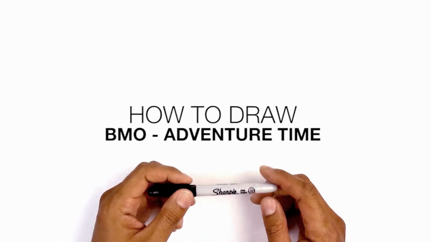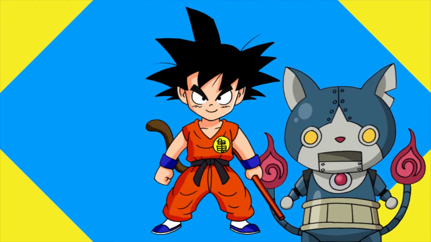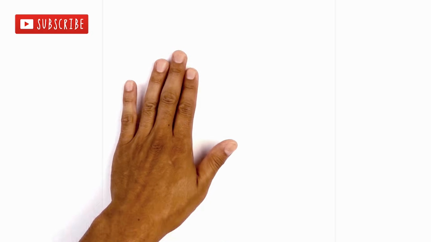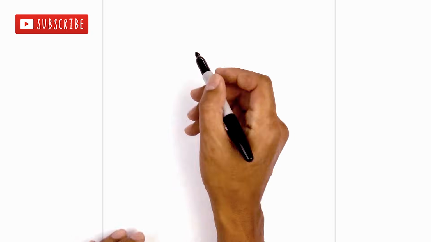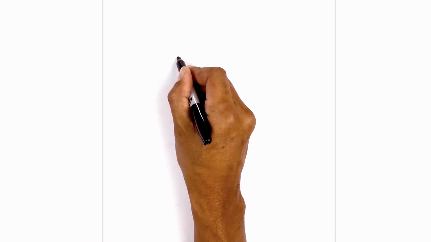Today I'll be showing you how to draw BMO from Adventure Time. Let's get started at the top of our page with the screen that goes around the face. So we'll start at the very top with a straight line that goes across from left to right.